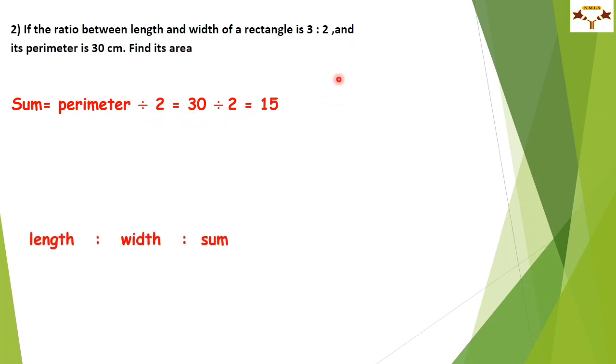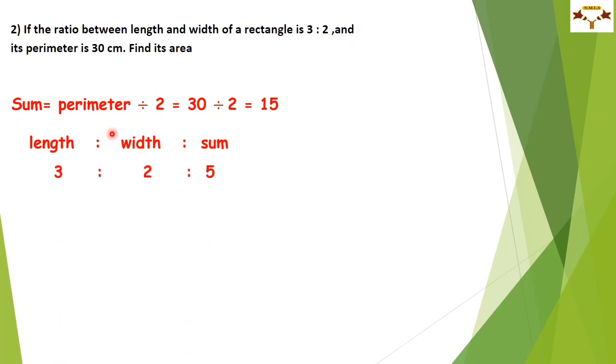Now I can solve my exercise like usual. Length, width, sum. Put the ratio 3 to 2, then the sum of the two ratios is 5. Under 5, we will put 15, which is 30 divided by 2. I cannot put 30 because 30 is length plus width times 2, so it is length plus width repeated 2 times. I need only length plus width in the sum. So 30 divided by 2 equals 15.